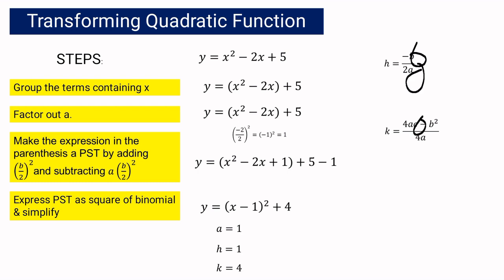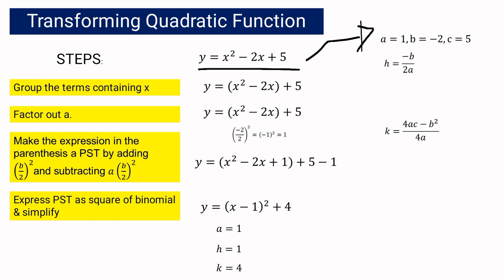Now, where are you going to get those a, b, and c? Those are the coefficients of our given quadratic equation. If we get the values, our a is equal to 1, b is equal to -2, and c is equal to 5. Using those values, let us get the value of h. Take note, in our formula we have a negative there. And then the value of b is -2, and the value of a is 1.